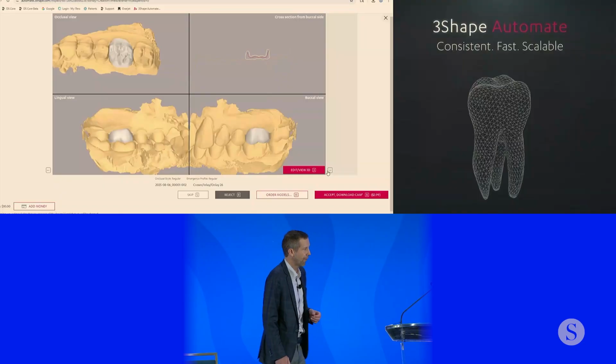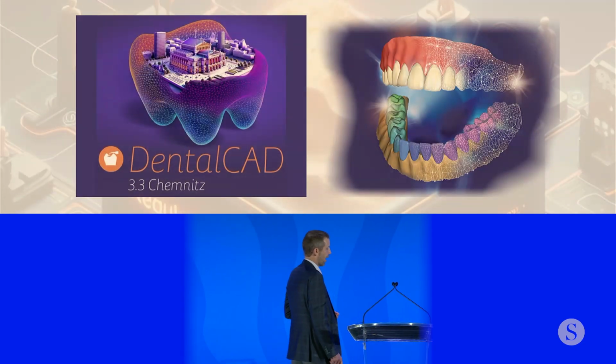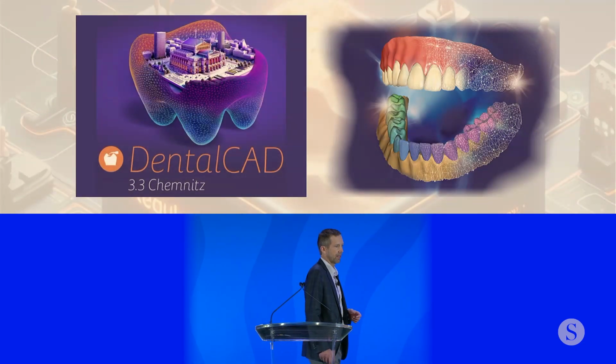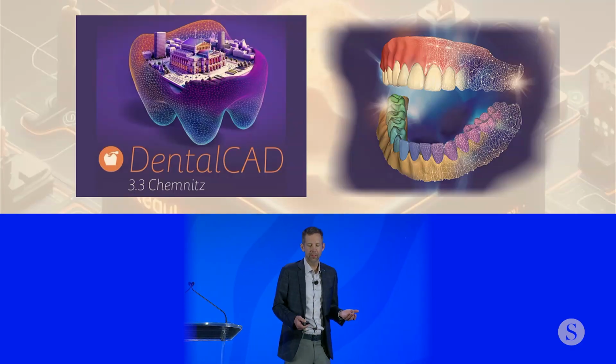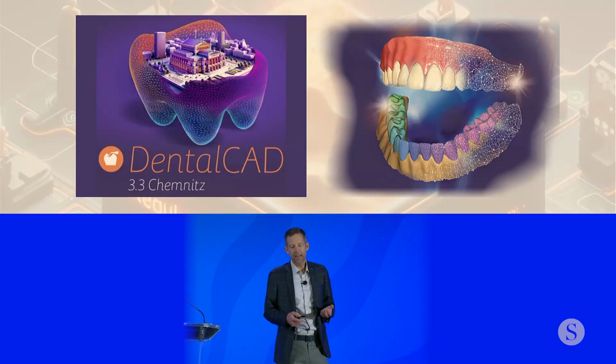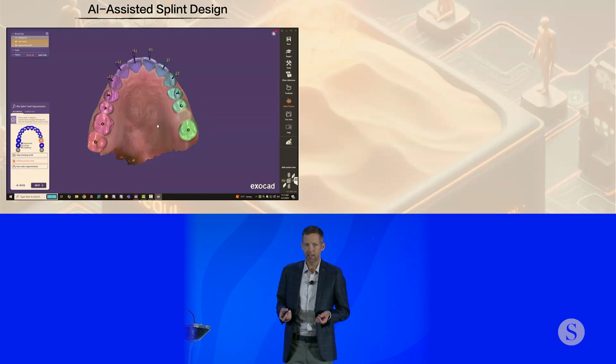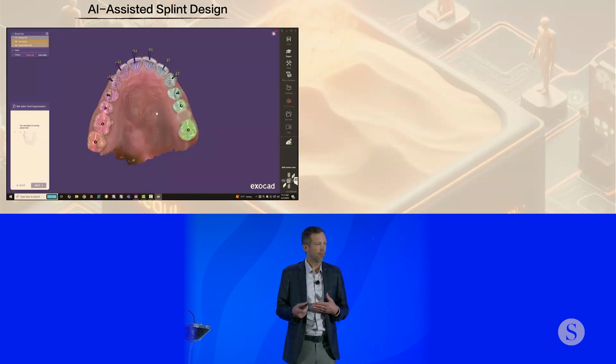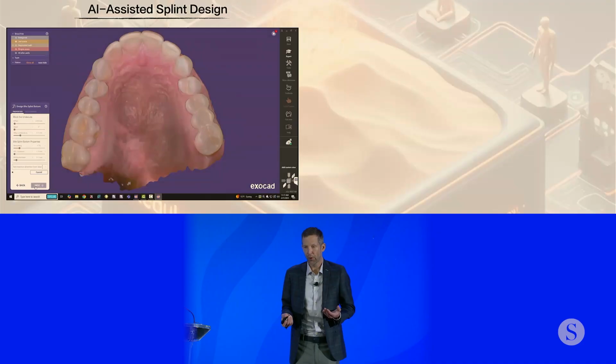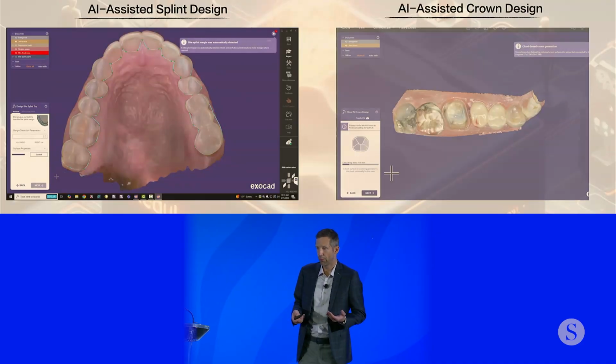Now, for those of you that have invested in software like exocad, it can be a little bit daunting. So where AI is helping something like exocad is it's just kind of giving some more common procedures like a splint design. It just automates it with a wizard. It does everything for you. It segments all the teeth, and it allows you to kind of move forward.